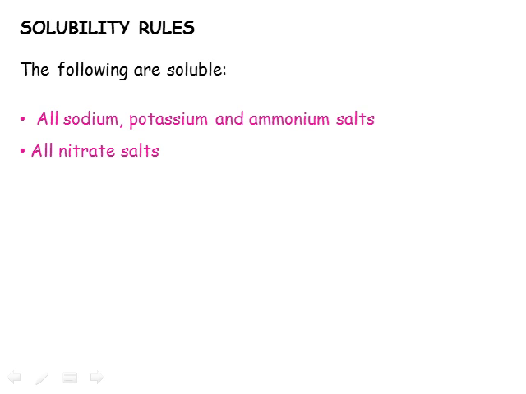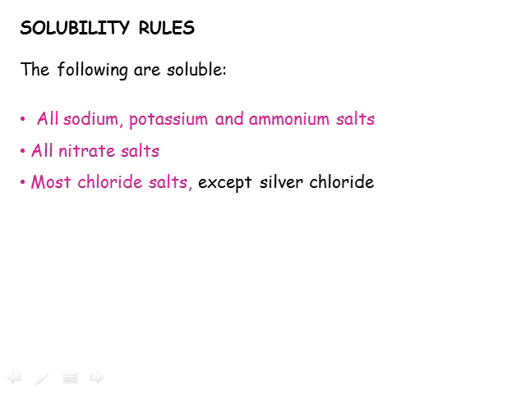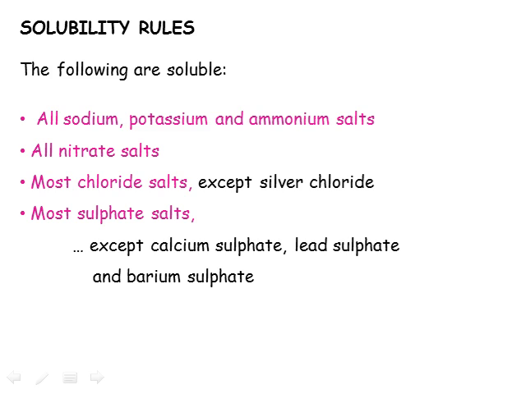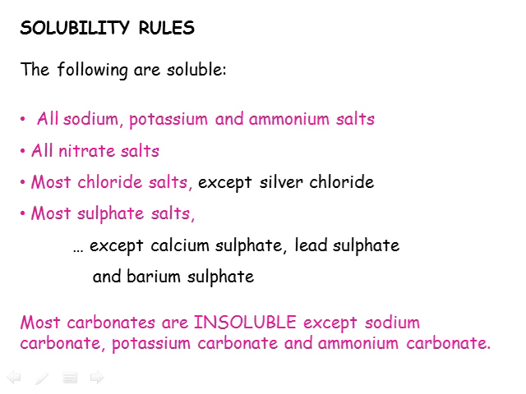The remaining rules help us more generally to predict what will be soluble and give us some important exceptions. While most chlorides are soluble, an important exception is silver chloride, which is insoluble. While most sulfates are soluble, calcium, lead and barium sulfate are three insoluble ones. Carbonates are insoluble, except those that our first rule says will be soluble.